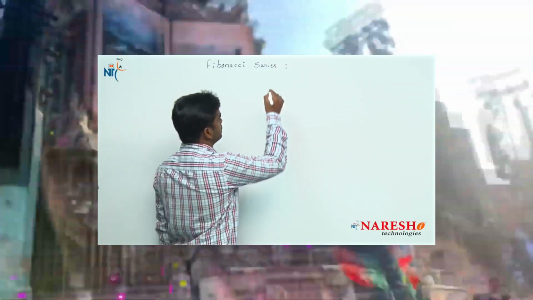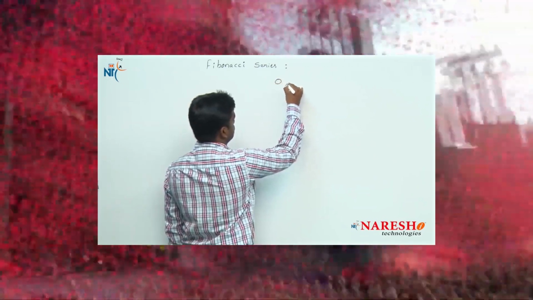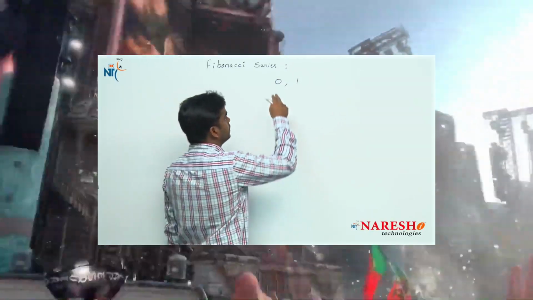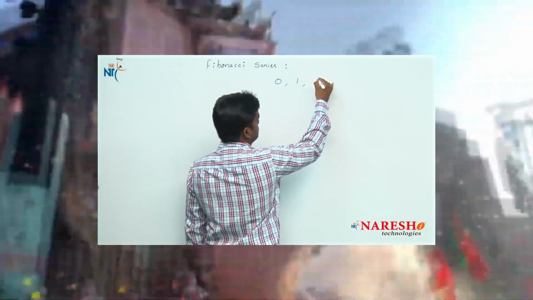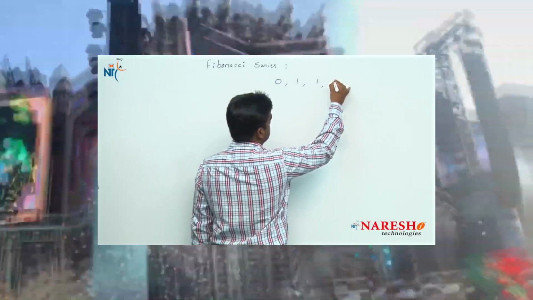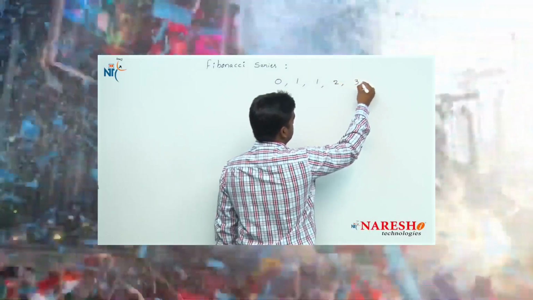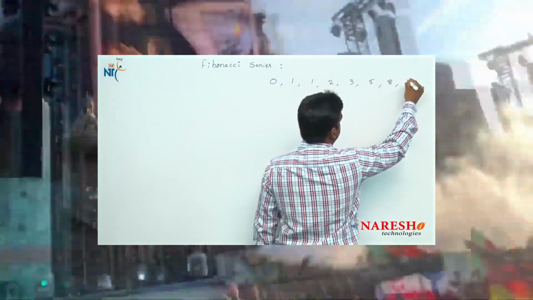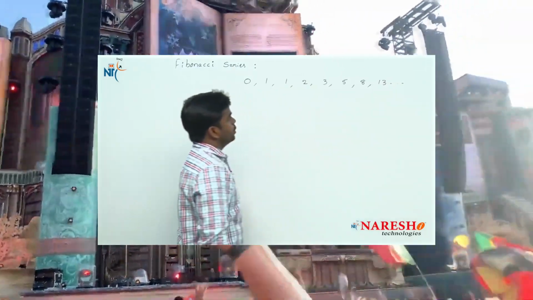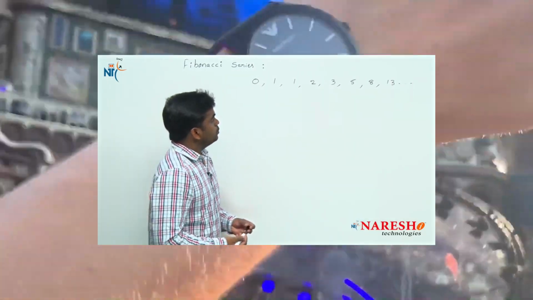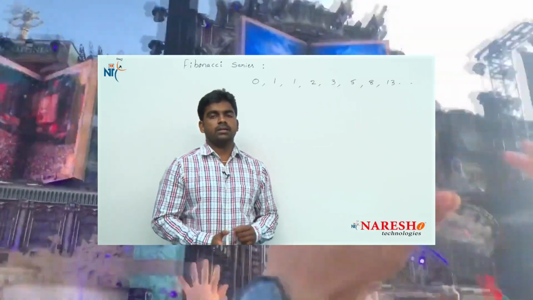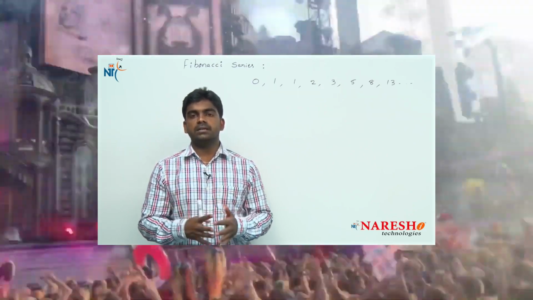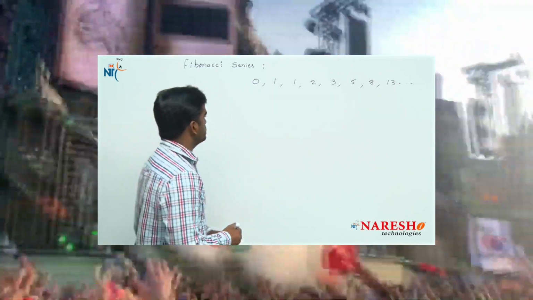For example, the series starts with 0 and 1, and we add these two subsequent values. If you add 0 and 1, the next element is 1, and 1 plus 1 is 2, 1 plus 2 is 3, 2 plus 3 is 5, 3 plus 5 is 8, 5 plus 8 is 13. This is the Fibonacci series. Now how to write the program for this? Generally they will ask to print the first n elements in the Fibonacci series. So here is the easiest way.